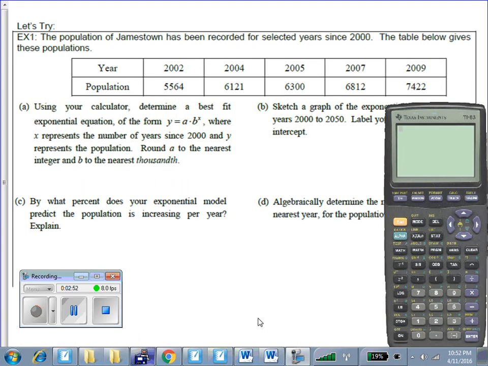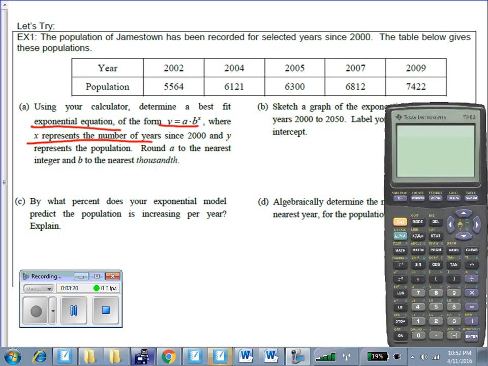Okay, so in example 1, it's giving us the population of Jamestown reported for selected years since 2000. The table below gives these populations. So if you notice, one variable is year, the other one is population. Part A says, using your calculator, determine a best fit exponential equation. This is important, exponential equation in the form y equals a times b to the x, where x represents the number of years since 2000.